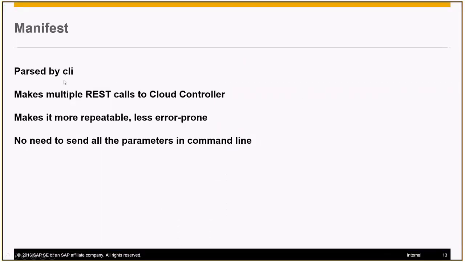So here, the manifest.yaml file gets parsed by this CLI, and then it makes calls to the Cloud Controller. By having a manifest.yaml file, it makes it more repeatable and less error prone. So now all you actually do is just type in cf push. You don't need to send any parameters in the command line. Now, if you do send parameters in the command line, that will override what is in the manifest.yaml file. So pretty straightforward.